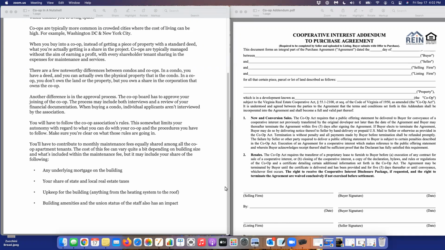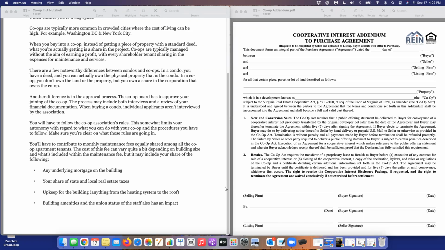The biggest part of the difference is that you don't own any physical property. You simply own a piece of the corporation or project that owns that property. So there can be a whole lot more rules, there can be a whole lot more regulation, and it could be a whole lot more restrictive depending on what the co-op is.